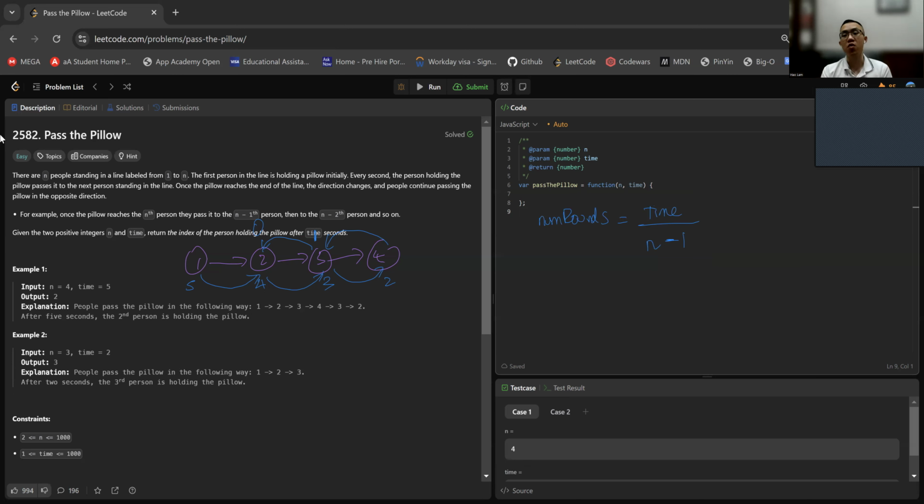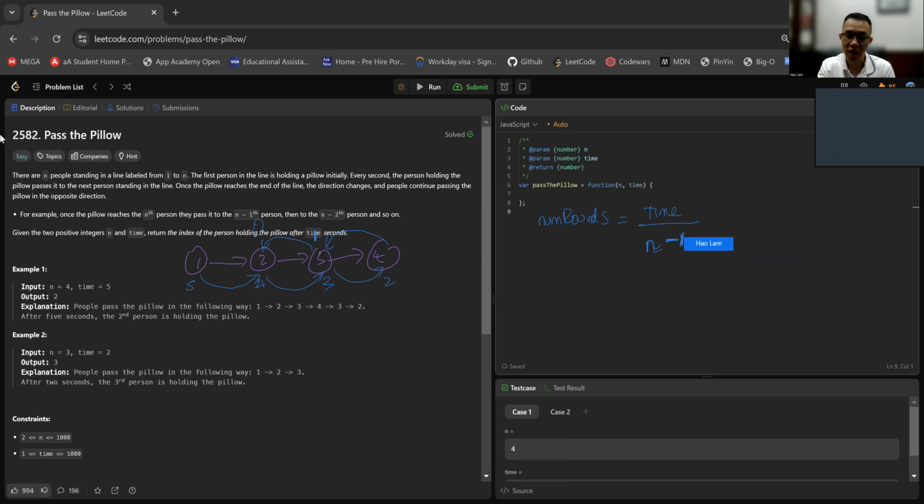But we need to figure out which way the pillow is going. Is it going from left to right or right to left? It is going left to right. The equation is going to be different when it is going from right to left. So why is it n minus 1 here? The time divided by n minus 1.